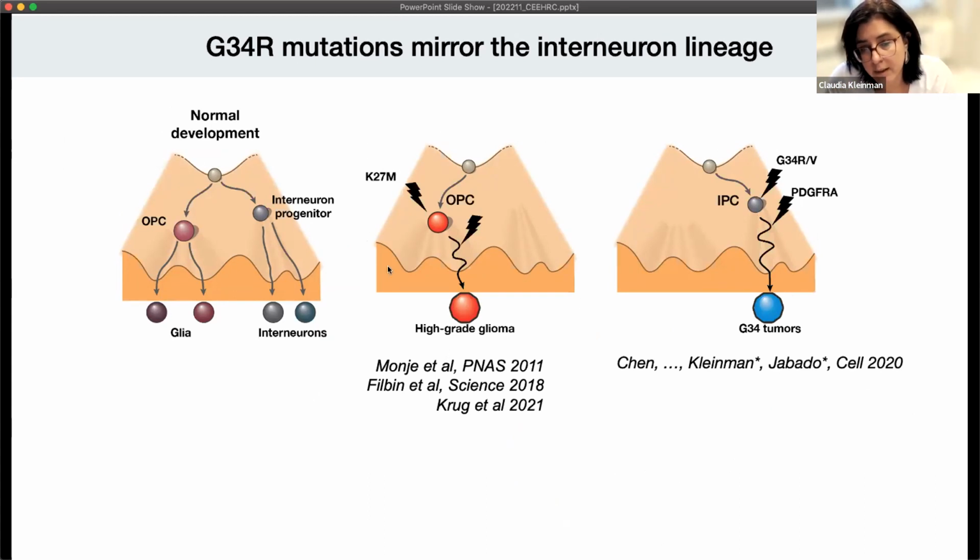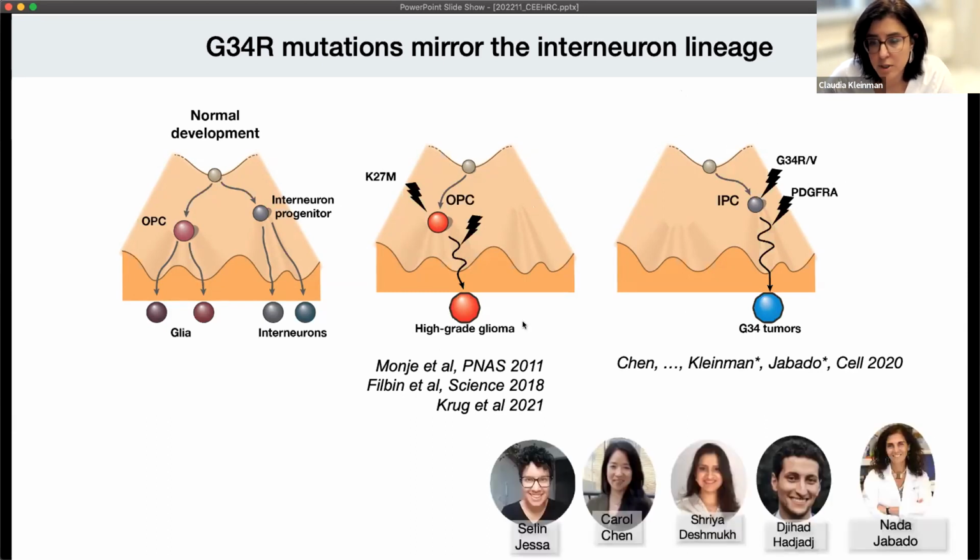You heard from Selin that the consensus in the field for the K27M tumors is an oligodendrocyte progenitor cell. What we found when looking into the G34 tumors is that they don't mirror an oligodendroglial lineage, but they actually mirror an interneuron lineage, and that the second hit is predominantly on the oncogene PDGFRA. This was work in collaboration, as usual, with my partner in crime, Nada, and the work of Selin, Carol, Shria, and Jihad, very talented people. Carol and Selin are flying away from our labs, and we're crying about it.